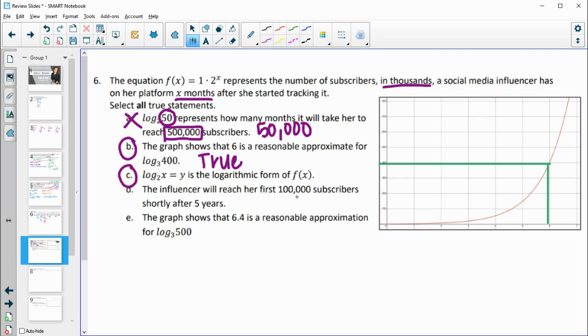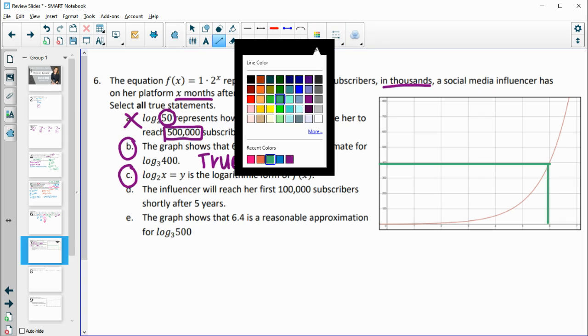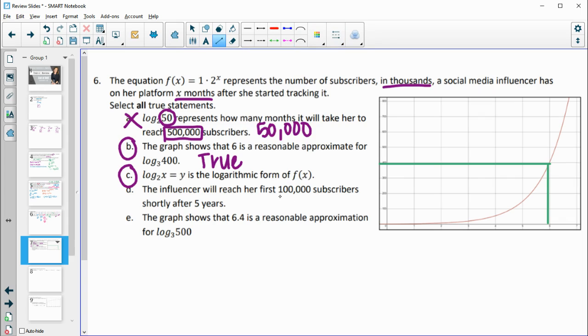The influencer will reach her first 100,000 subscribers shortly after 5 years. So again, we're going to look at the table here. We're going to look at 100 since this is in thousands. So here's 100 and it reaches there somewhere between 4 and 5. So this says shortly after 5 years. So that's not true. It's happening at about 4.5. And really this is in months. So 5 years is way too long. So it's happening about 4.5 months.